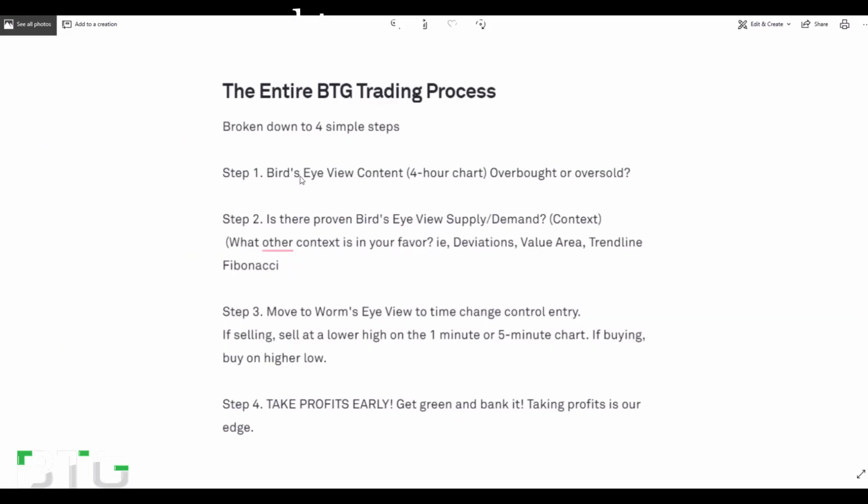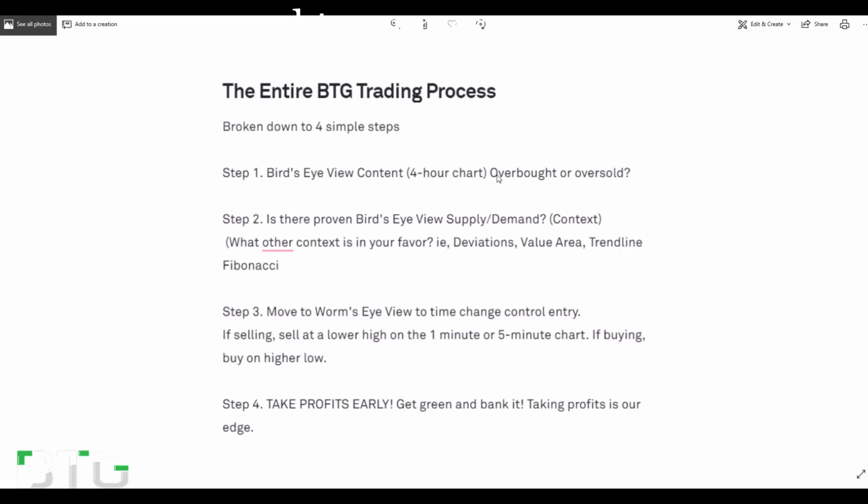First things first, assuming you've gone through the course material, we're now going to apply everything you're learning in a live market. For step number one, we start on the bird's eye view, which is either a 4 hour, 1 hour, or 30 minute chart. Very simply, we're just looking for content. Content is using some free indicators to determine, relative to past price, are we overbought or oversold? That's all we want to know.